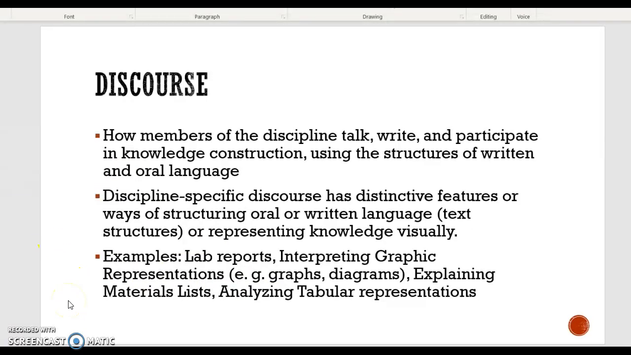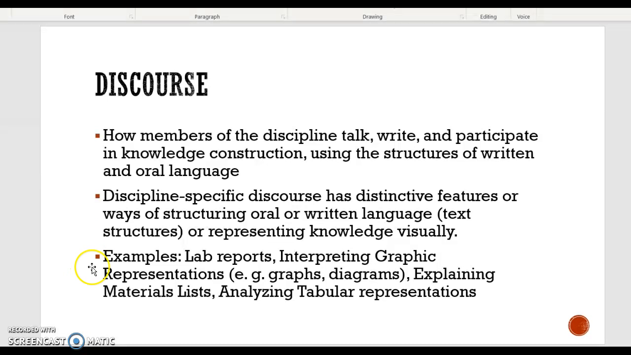Another part of academic language is discourse, and discourse is how members of the discipline talk, write, and participate in knowledge construction using the structures of written and oral language. So it's also discipline specific. Discourse has distinctive features or ways of structuring oral or written language, text structures, or representing knowledge visually. And I really like this part because different disciplines, different subjects, have different ways of organizing information or structuring oral or written language.